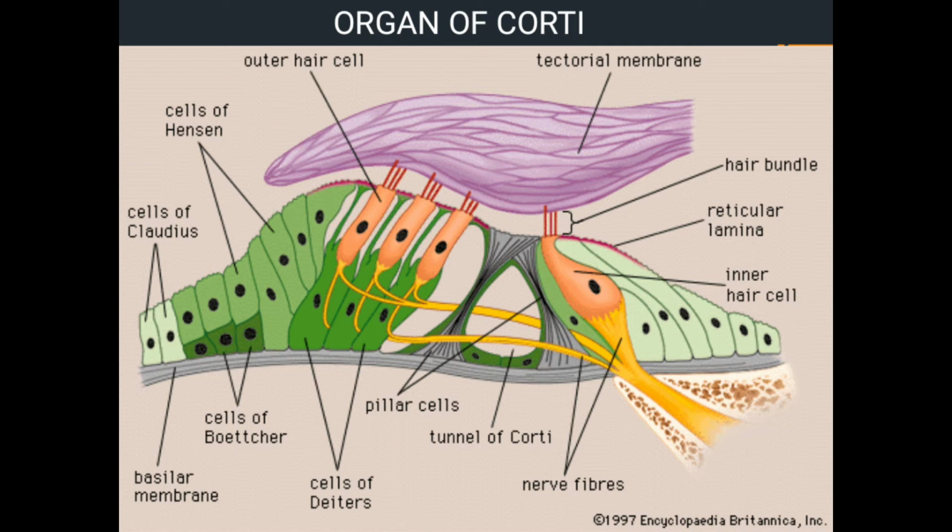There are two types of hair cells, inner and outer hair cells. The inner hair cells are 3500 in number in the cochlea and they form a single row along the entire length of the cochlea. There are three rows of outer hair cells, about 20,000 in number, present lateral to the tunnel of Corti.